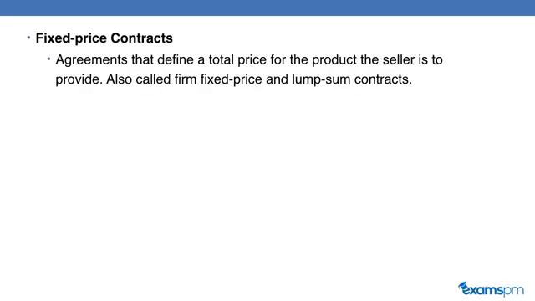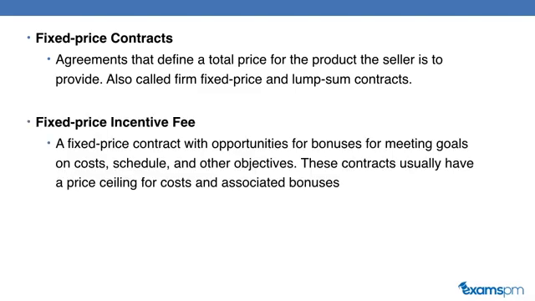Fixed price contracts. This is an agreement that defines the total price of the product the seller is to provide. It is also called a firm fixed price or lump sum. Fixed price plus incentive fee contracts. A fixed price contract with opportunities for bonuses for meeting goals on cost, schedule, or other objectives. These contracts usually have a price ceiling for cost and associated bonuses.